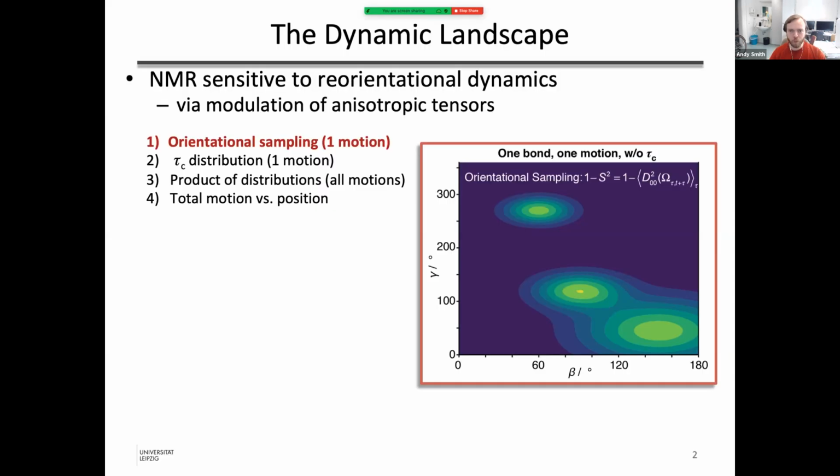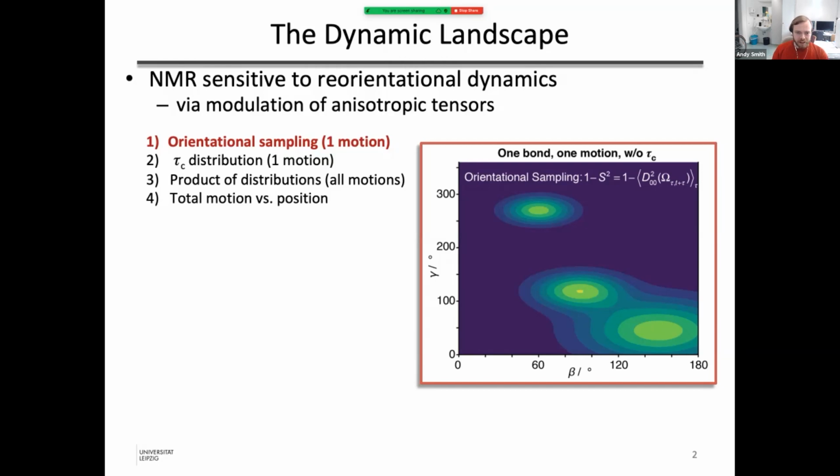So, well, I guess the question is, what is the dynamic landscape? That's our starting point. With NMR, we're sensitive, of course, to, among other things, reorientational dynamics. And this is via modulation of any anisotropic tensor. Today, we'll focus mostly on dipolar couplings. We'll look at motion of HC bonds, and so we'll effectively be looking at the motion of the proton-carbon dipole coupling. But this kind of approach also works with quadrupolar couplings, also works with chemical shift anisotropy.